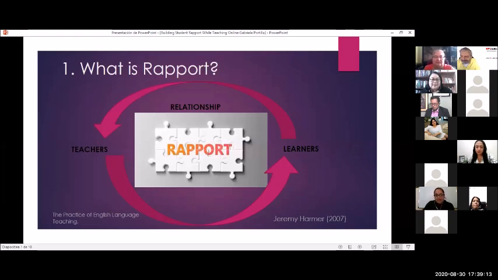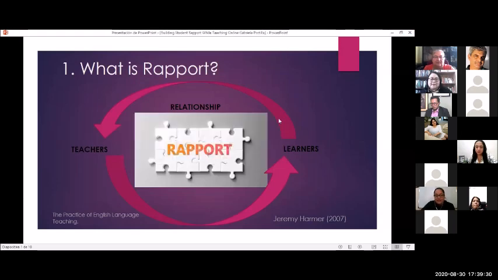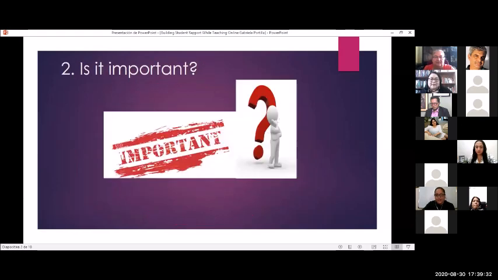What is rapport? Rapport is the good relationship that teachers and learners have. This relationship should be based on respect and trust. If you build this relationship with your students, you are going to succeed in your class. Okay? Is it important for you to build rapport with your students?